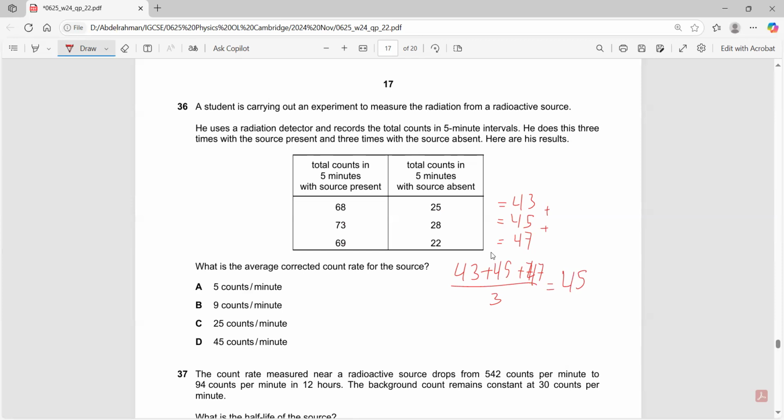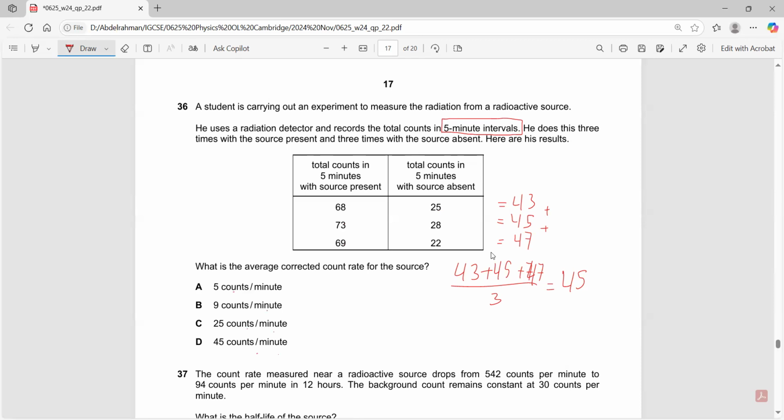So a lot of you might say it's D, right? Even though D is wrong. And you'd say, well, I have no idea why D is wrong. Why is D wrong? Because of a very, very small detail that most of you might have ignored. The thing is that he records the total count in 5-minute intervals. And the average count rate or corrected count rate is in counts per minute.